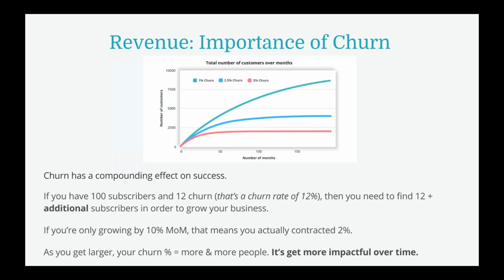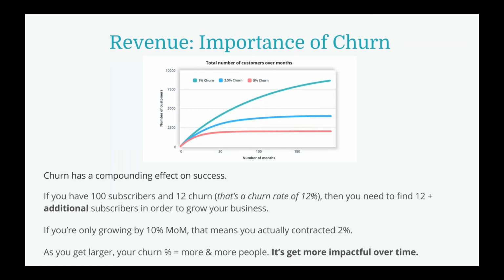Now compare that to the 1% churn curve. Look at that. By the end of 100 months, let's just say, so about the middle of the graph, it has about triple the amount of subscribers. That compounding effect on success is really, really significant. I mean, you're looking at maybe 3x revenue. So if you have low churn for a long time, you're going to be much, much further ahead than if you had high churn for a long time.